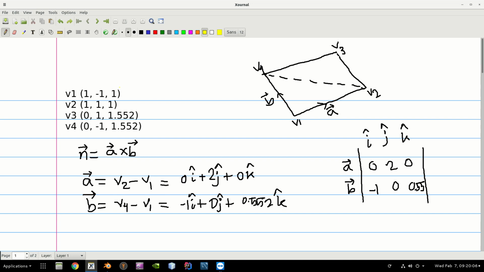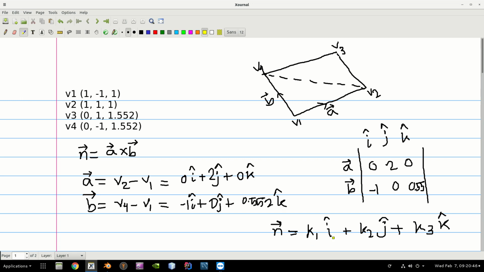I need to find out the coefficients. This is going to be the n vector. Let's say k1 I hat plus k2 j hat plus k3 k hat. So k1, k2, and k3 are three coefficients.